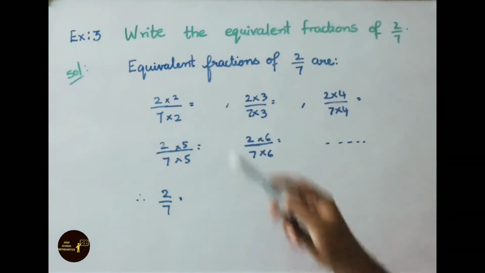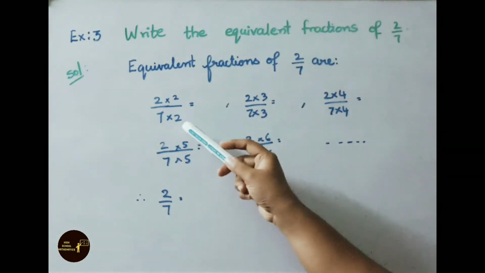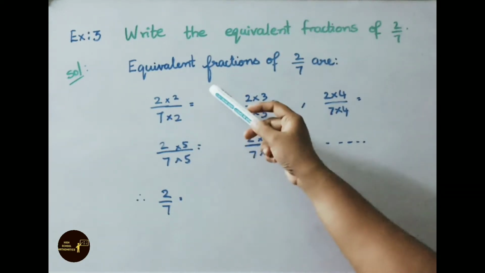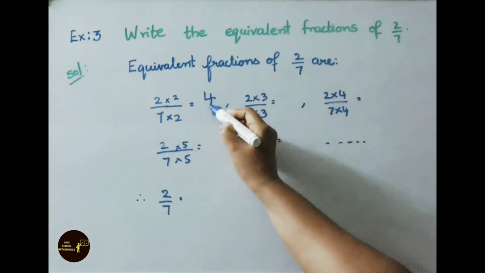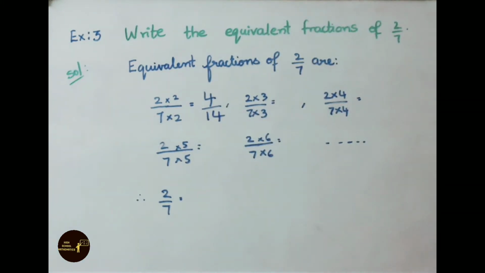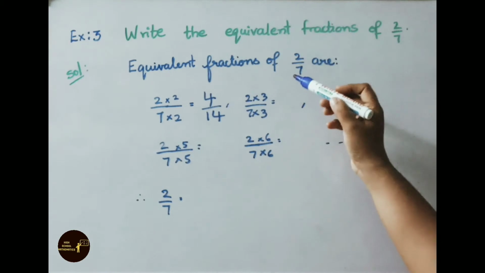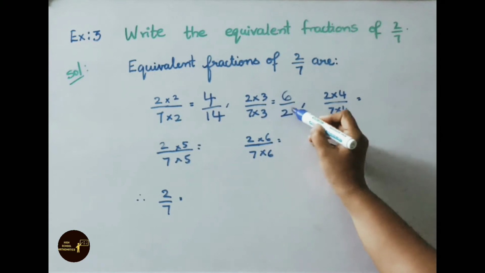See now example 3. Write the equivalent fractions of 2 by 7. Let us see the solution now. To get equivalent fractions of 2 by 7, we have to multiply numerator and denominator by the same number. First, 2 by 7 multiplied by 2 in numerator and denominator: 2 2s are 4, 7 2s are 14. So the answer is 4 by 14. Again 2 by 7 multiplied by 3: 2 3s are 6, 7 3s are 21.